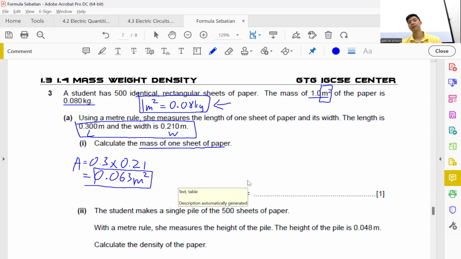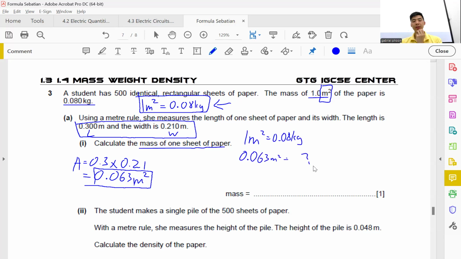I've got times with 0.08. You can't times it with 0.08 because if let's say this was like, yeah, you got to use ratio, guys, mathematically. If 1 meter square is equal to 0.08 kg, how much is 0.063 meter square in terms of mass? You're actually supposed to use it in terms of ratio, guys. So my question is, how do we use ratio to calculate it?